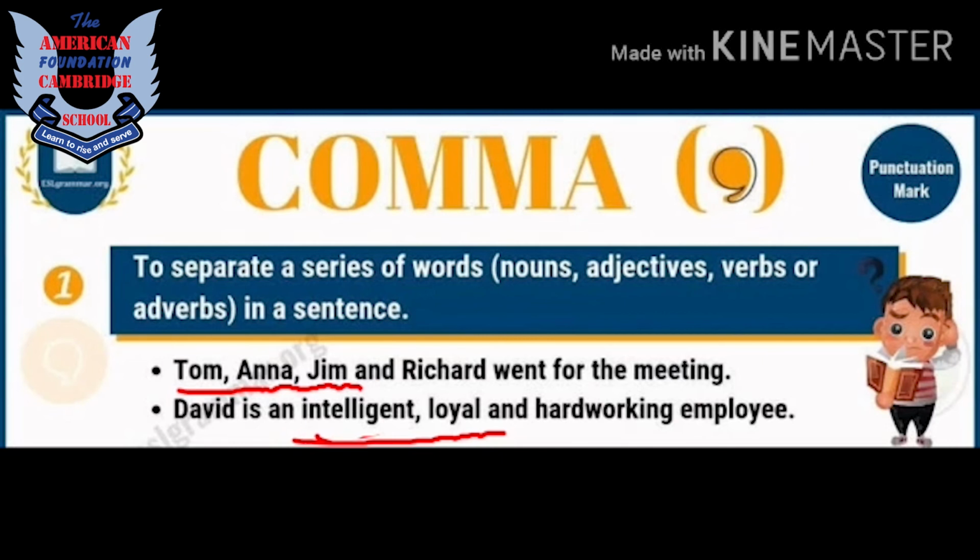Moving on to the second example. David is an intelligent, loyal and hardworking employee. So here we are using adjectives to tell about David. So intelligent, one adjective, loyal, second, and hardworking, third. To separate them, we are using comma.